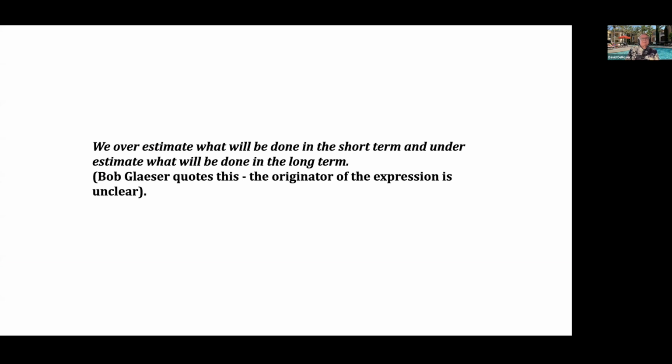And I want to end by saying that Bob Glaeser quotes us: we overestimate what will be done in the short term. That's when you're writing a grant. You always overestimate what you can get done and underestimate what will be done in the long term. And I must say, having been at the beginning of this business, I never dreamed that today we'd see atoms with the electron microscope, atoms of biological specimens.